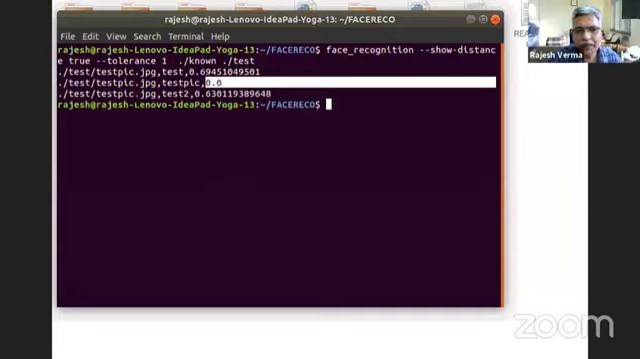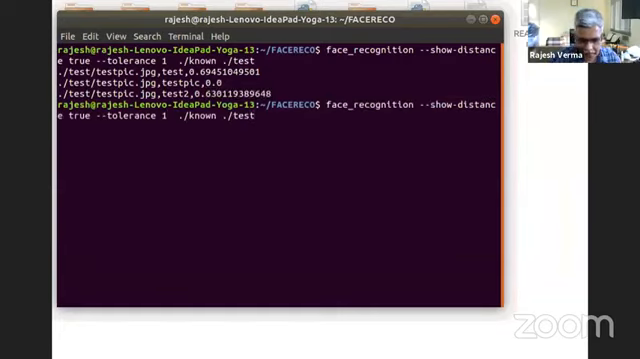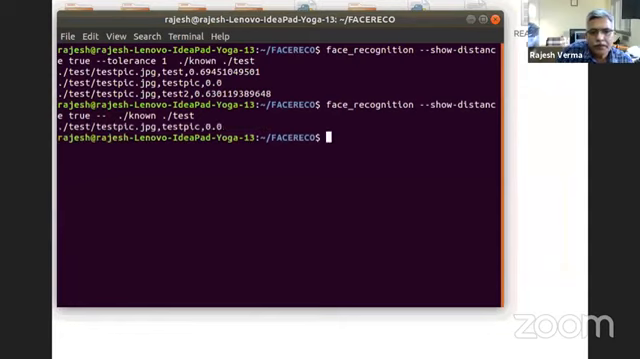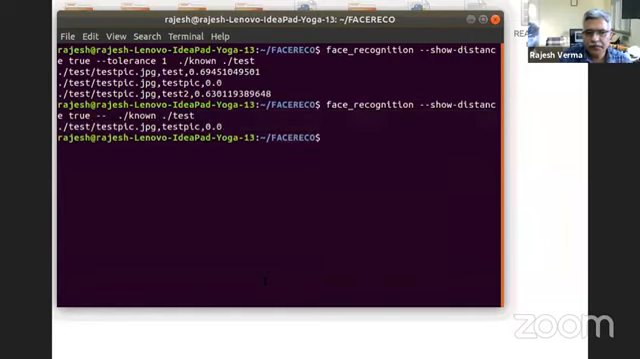And for the third picture, this is one picture called test. The distance is 0.69. The other picture is test peak. Its distance is 0. So therefore, test peak matches with the test peak. And the third picture is test 2, and its distance is 0.63. So if we don't specify the tolerance here, then it will only show you the match, where there is a 0 score.